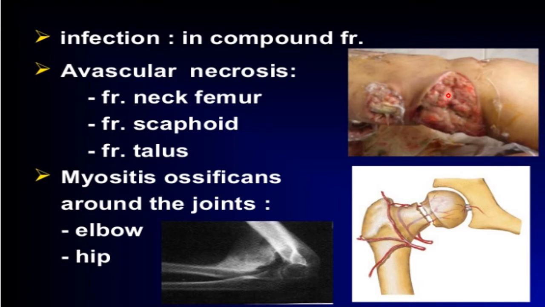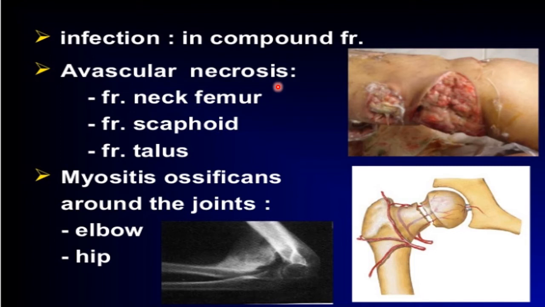Osteomyelitis occurs because the blood supply in the bone at the fractured ends is very limited. These infections are very difficult to treat. Then avascular necrosis of the fractured bone segment.